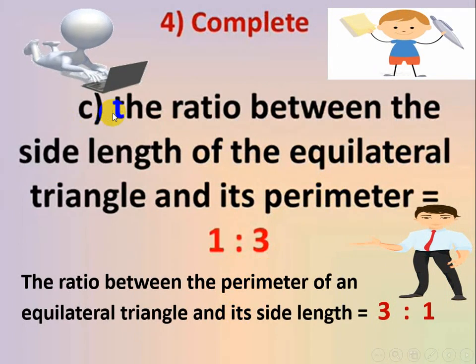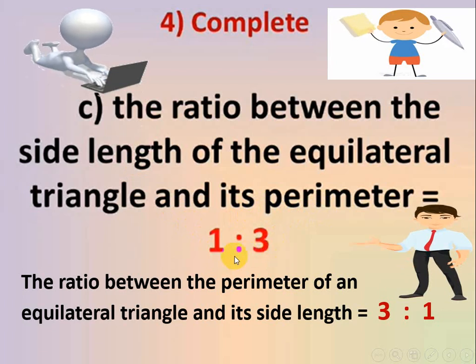Number C, the ratio between the side length of an equilateral triangle and its perimeter. You know the equilateral triangle? A triangle whose three sides are equal in length. The three sides of the equilateral triangle are equal in length. So the side length is 1 and its perimeter is 3. If the side length is 1, then its perimeter will be 1 times 3, which is 3. So the ratio will be 1 to 3.